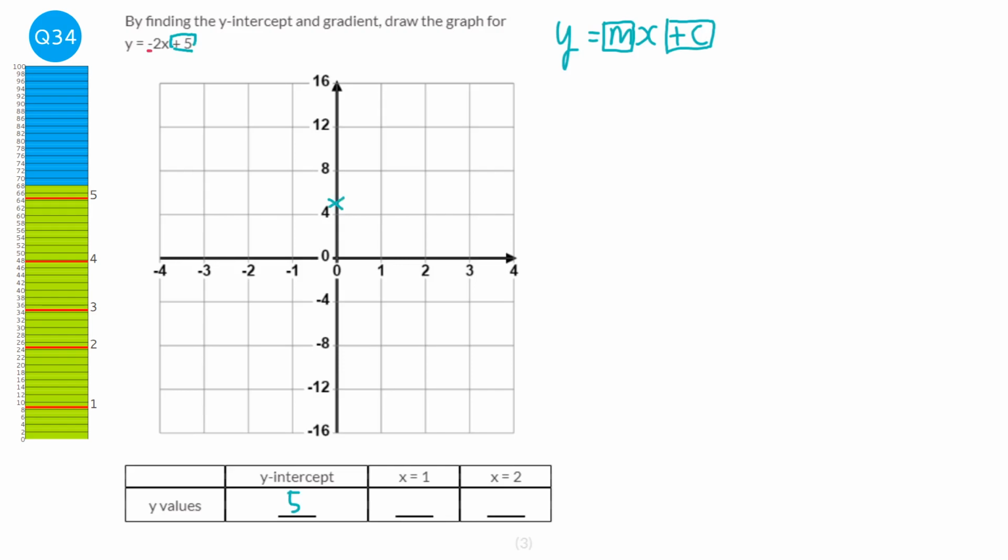We also know that the coefficient of the x is minus 2. Now what that gradient means is for every 1 we go to the right, we're going to go down 2. So if we go 1 to the right, it's going to be down 2 from the 5, which will be 3. And then if it goes another 1 to the right, it will go down another 2. So that would be 1. So it would be at 3, and then at 1. And so if we draw the full line in, we need to make sure we do it for the full graph, so make sure you have all the points. It should look something like this.